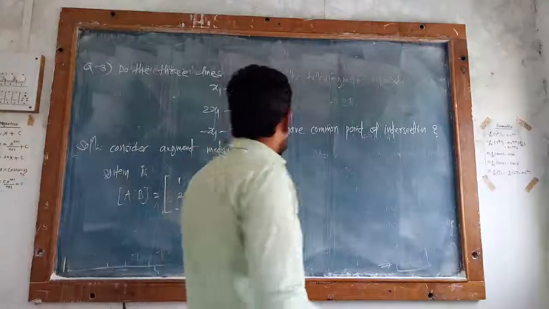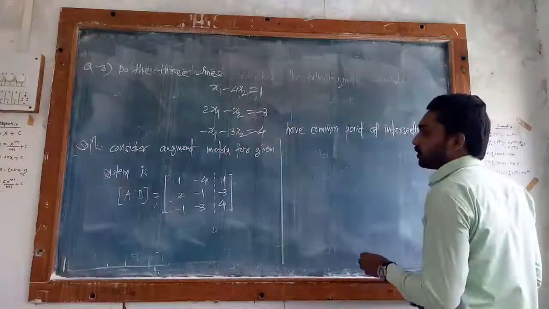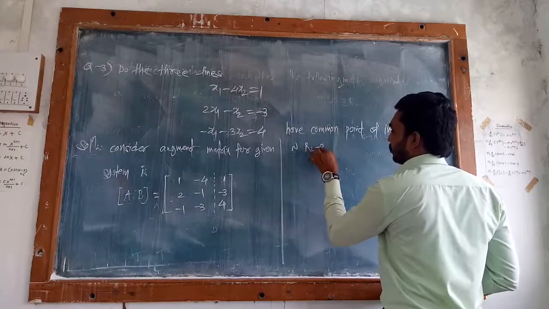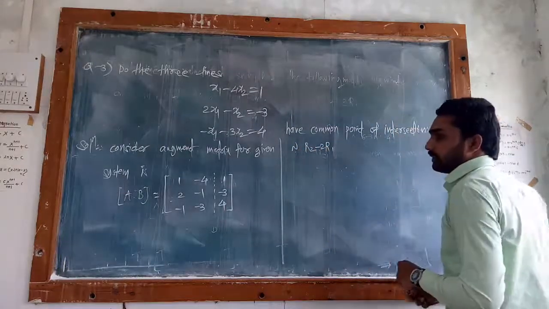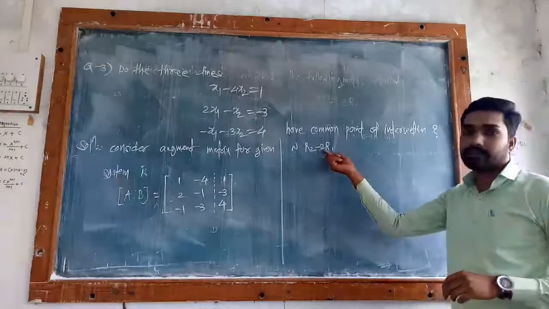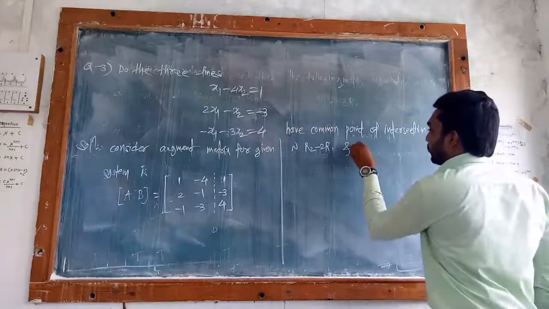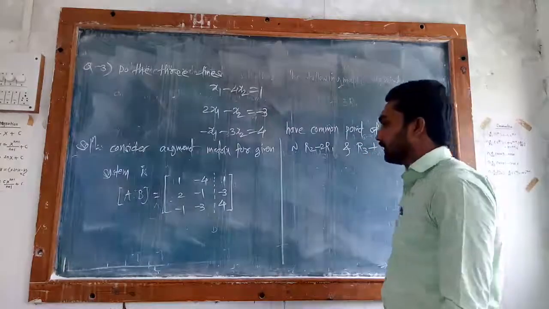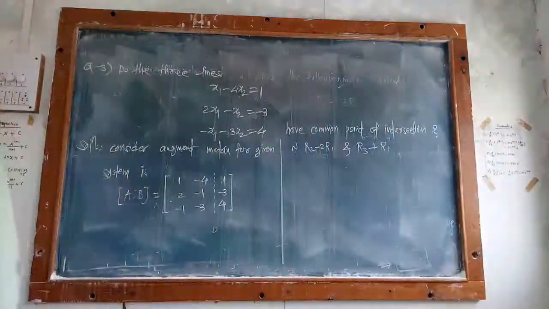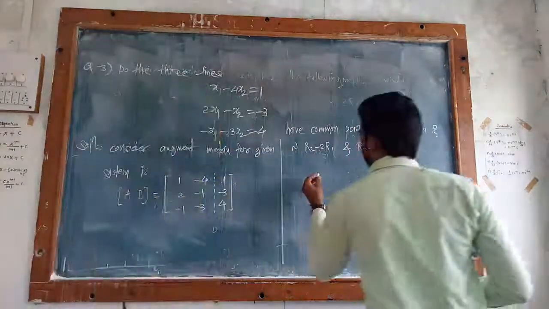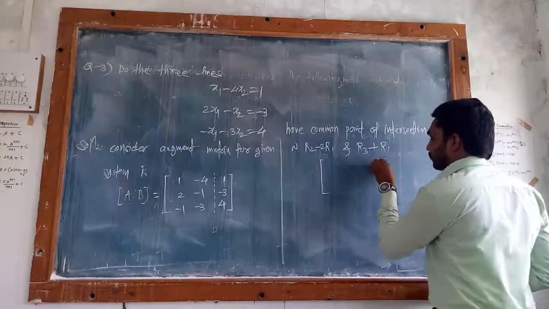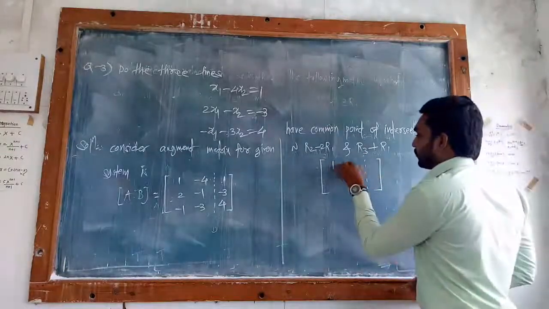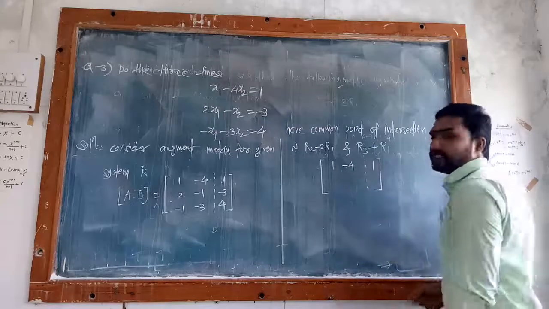So what is your row operation? Your row operation becomes R2 minus 2 times R1, and the third row operation becomes R3 plus R1. This is your row operation. Okay. So we have to do this row operation on your augmented matrix. So your new matrix becomes: your first row as is. What is your first row? 1 minus 4 1, right?